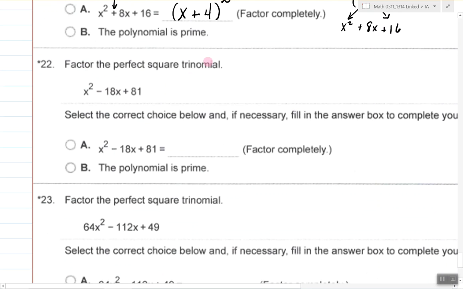Factor the perfect square trinomial. Well, they're telling you it is, open parentheses, it's squared. Square root of the first is x. Sign from the middle is minus. Square root of the last is 9. Check it. x minus 9, quantity squared. Square for x squared. Multiply for minus 9x. Double it for negative 18x. Square the last for plus 81. It checks.